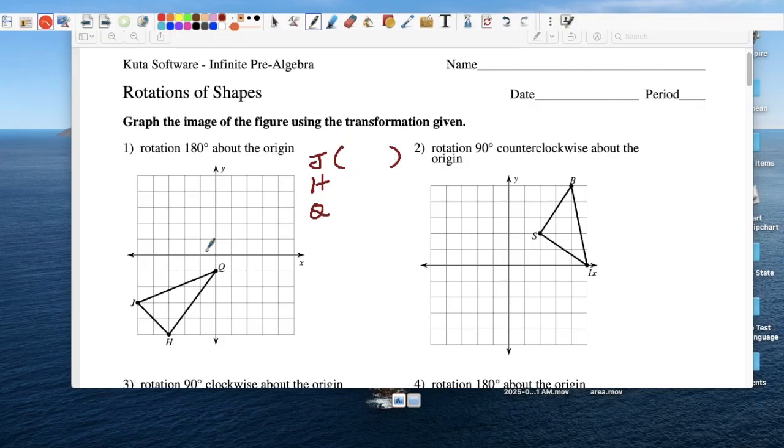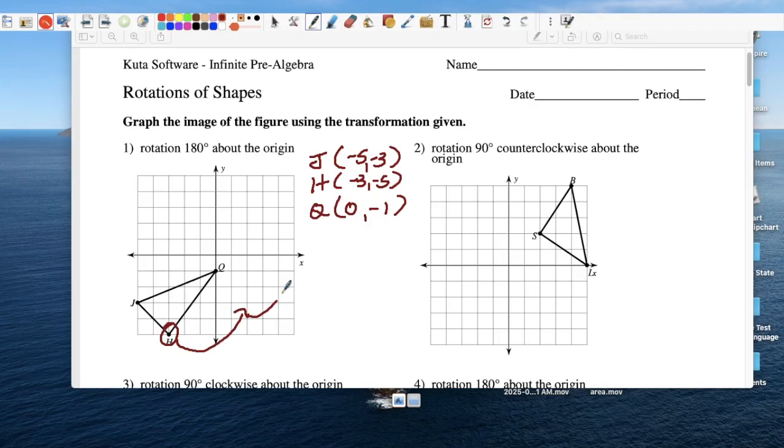Point J is 1, 2, 3, 4, 5. So that's -5, -3. Point H is at -3, -5. And point Q is at 0, -1. The rotation is 180 degrees, so H is going to travel 2 quadrants.